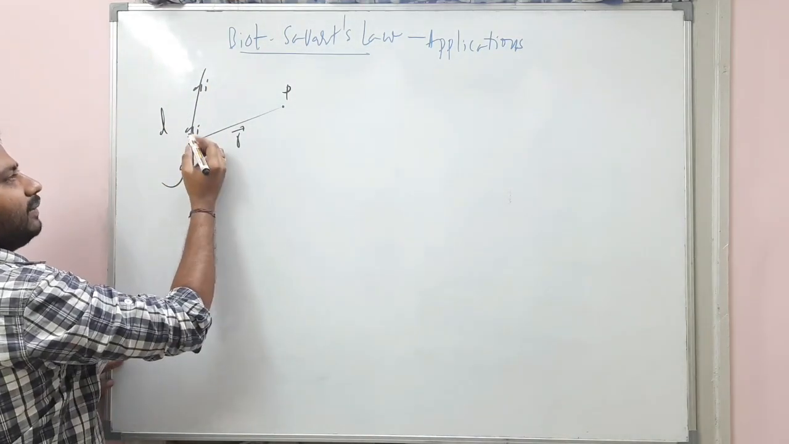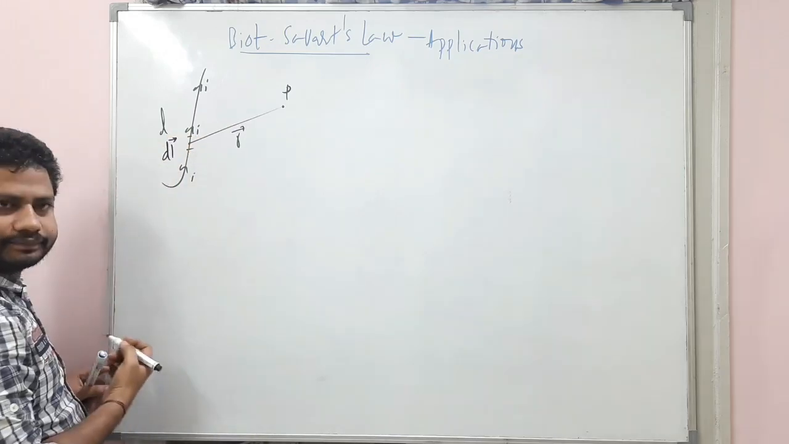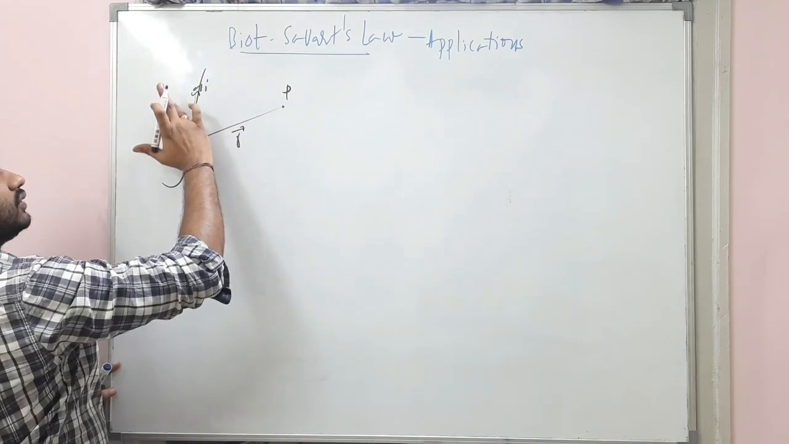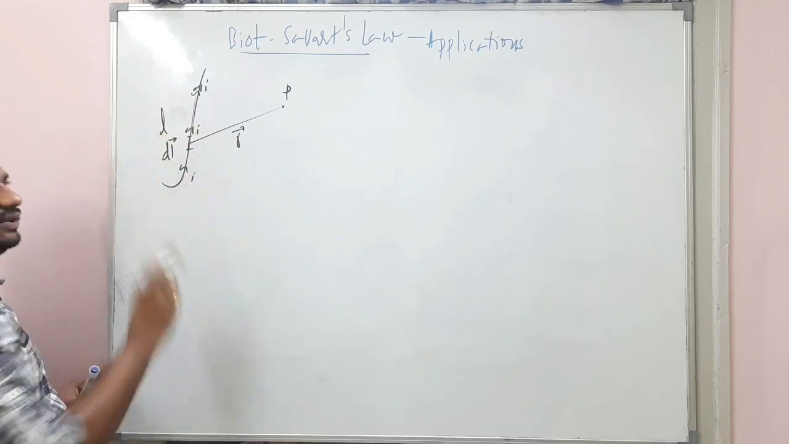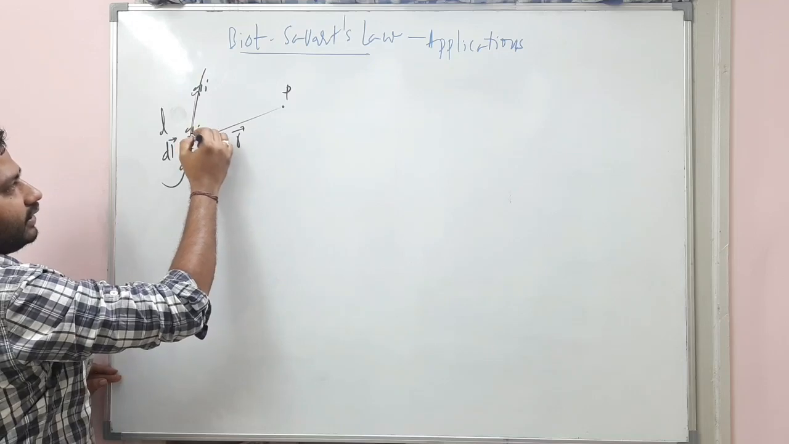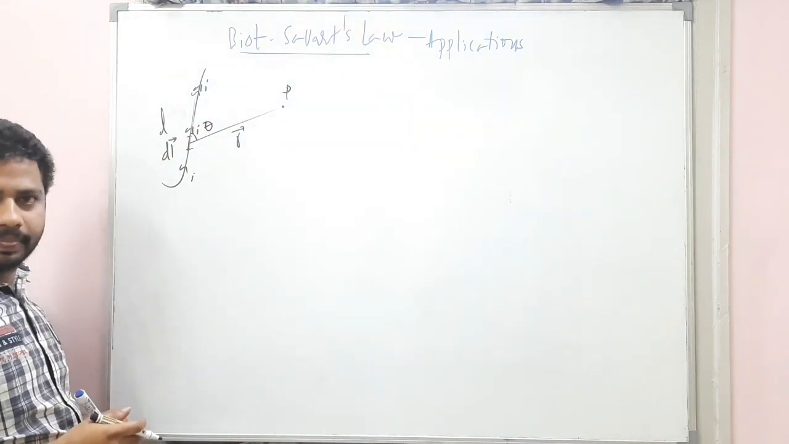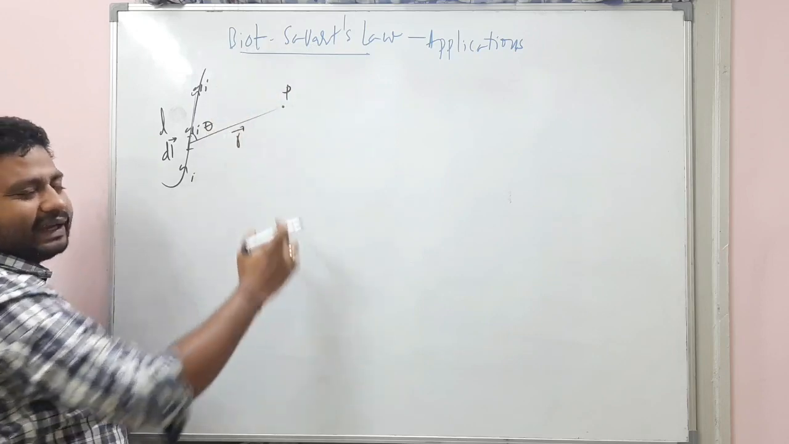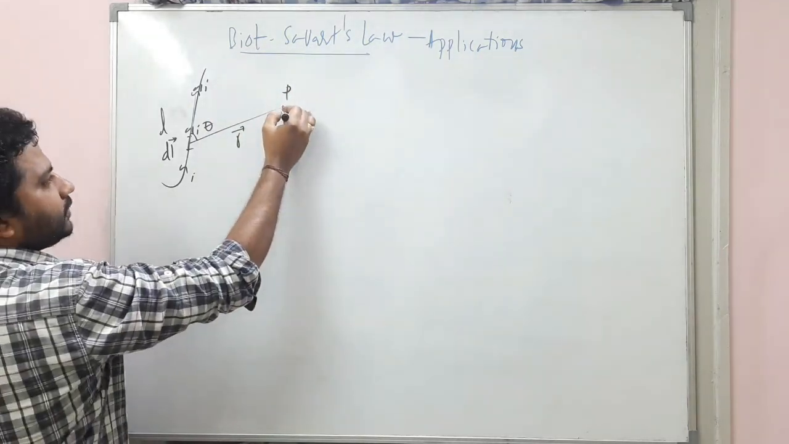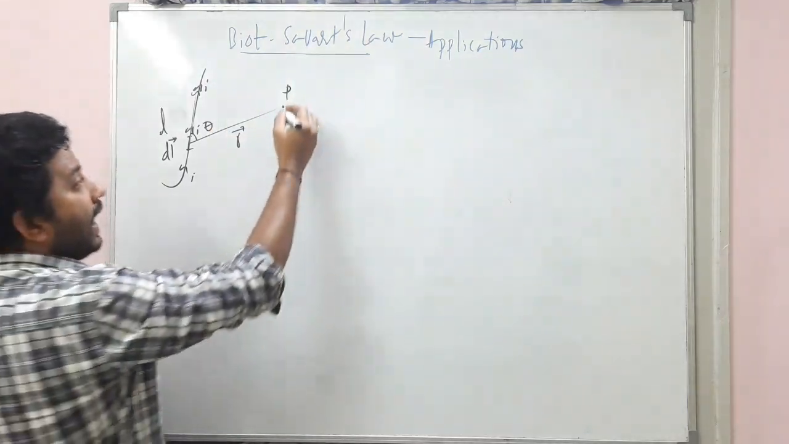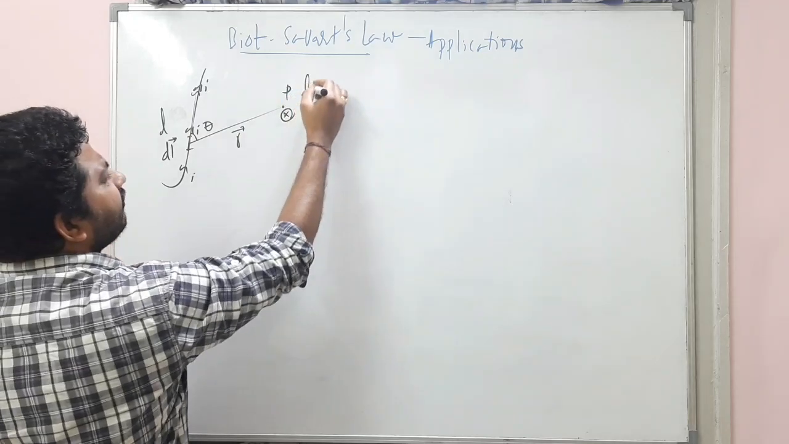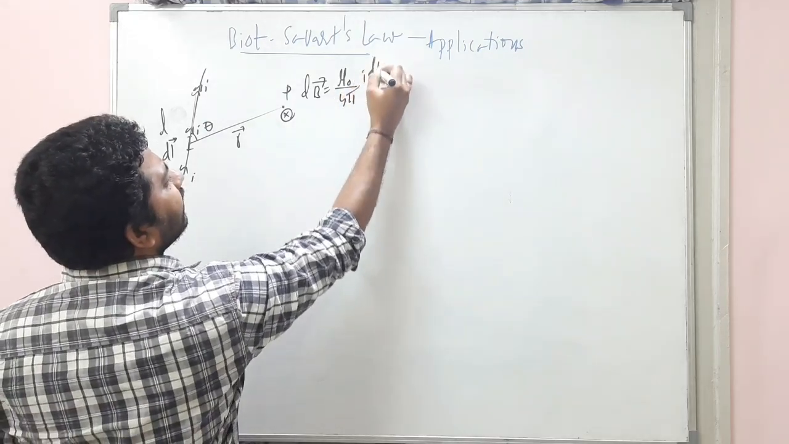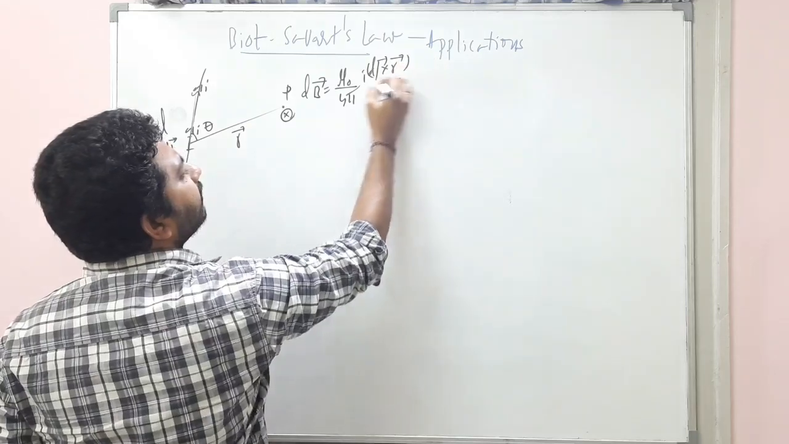A small length element is called dl bar. The small length element is here. There is an angle between dl bar and r bar, that's theta. This is the wire; on the left side of it, the magnetic field lines are into the plane according to the right hand thumb rule. At this point, due to this element, the magnetic field dB bar is equal to mu naught by 4 pi, I dl bar cross r bar divided by r cube.